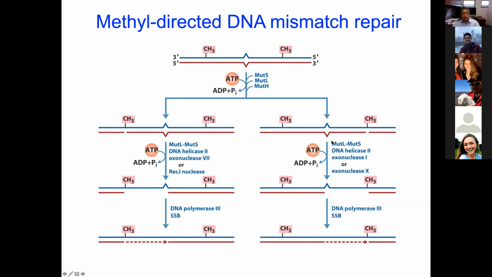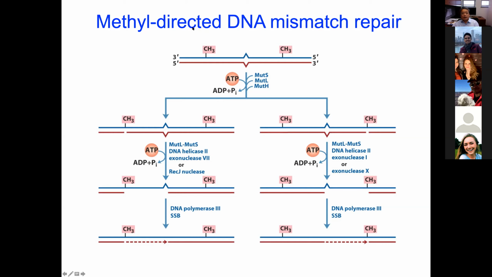And so it depends on where the mismatch is located, and the cleavage site can be upstream or downstream of the mismatched region. And if it is downstream, a different set of enzymes will come in and remove a segment of DNA. And then the DNA polymerase 3 can come in and synthesize a new segment of DNA. So this is how mismatch in DNA can be repaired.